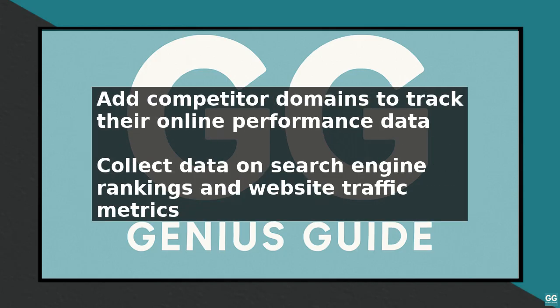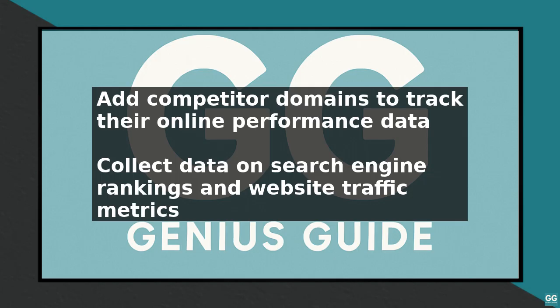Here, you can see their search engine rankings, website traffic, and backlinks, as well as other key metrics such as their content and social media performance. Use the filters and sorting options to customize the data and focus on the metrics that are most important to your business. For example, you can filter the data by keyword to see how your competitor is ranking for specific terms, or sort the data by traffic to see which pages on their website are driving the most traffic.